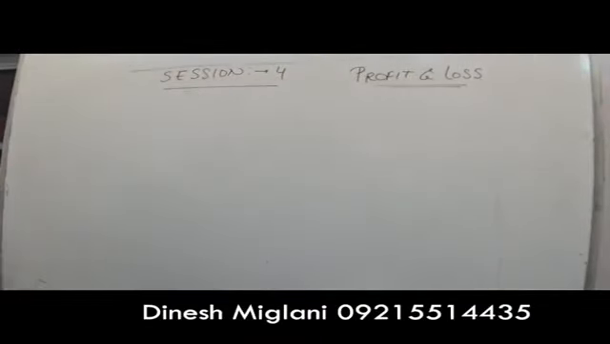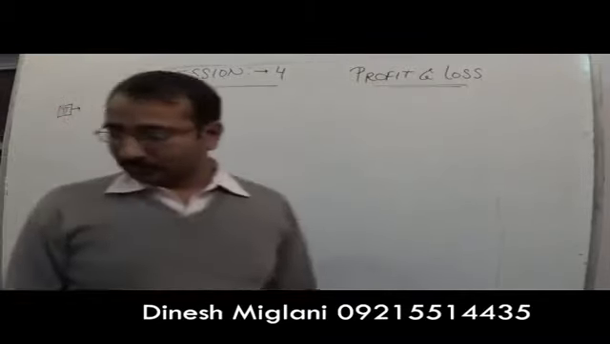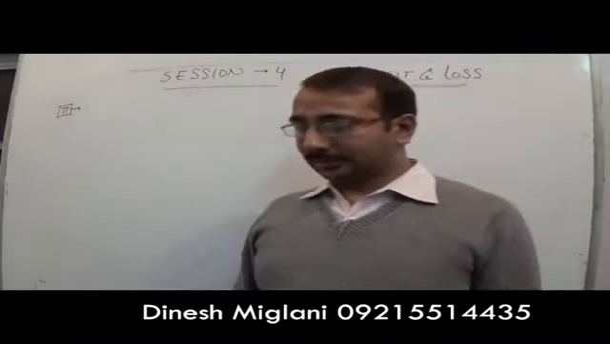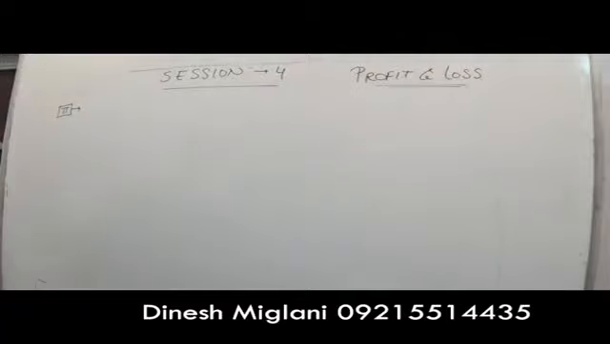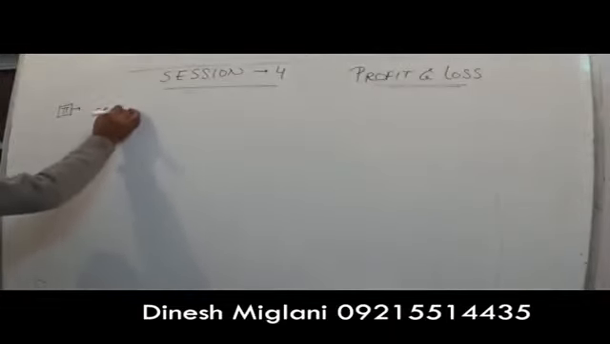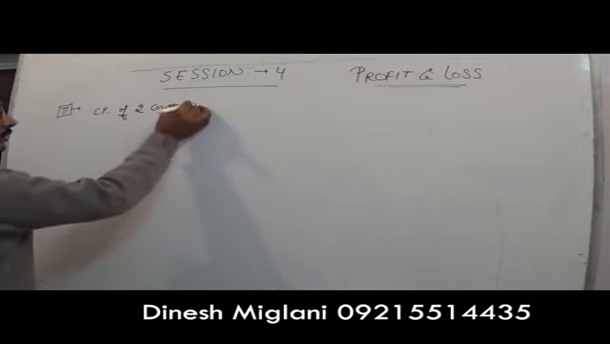Now after this, I am going to explain type 2 questions. In the type 2 questions, now we try to understand. It is given that CP of 2 cows is equal.